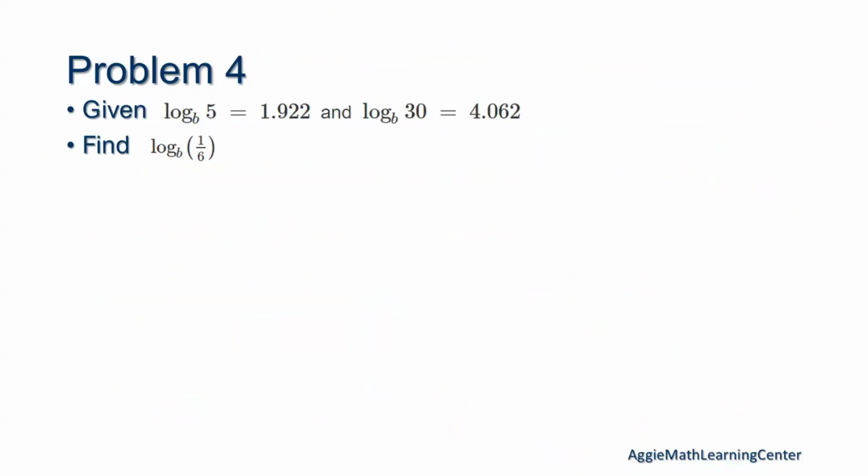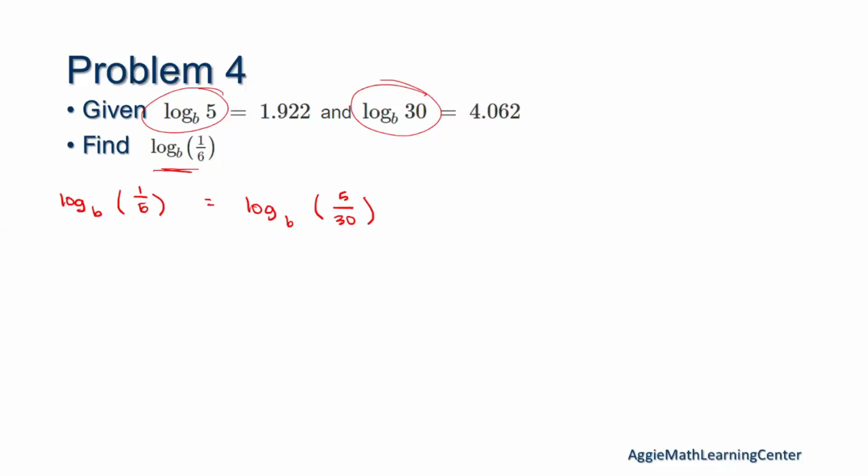Okay, so this one, first thing you want to do is look at what you're given. We know log base b of 5, and we know log base b of 30. And we want to find log base b of 1/6. So I can rewrite 1/6 in terms of the logs I'm given. So 1/6 is the same thing as 5/30. And I know the value of log base b of 5, and I know the value of log base b of 30. So I want to get it in this form.